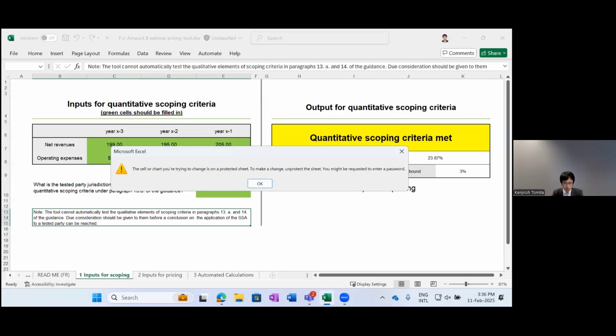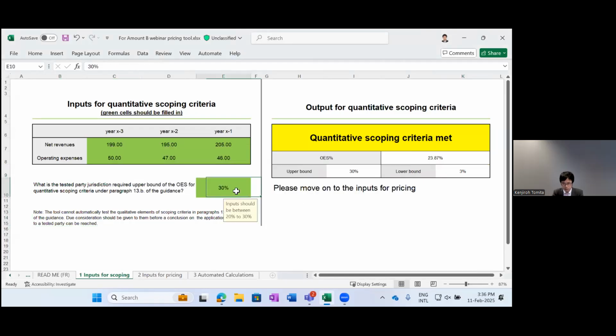multiplied by jurisdiction. You are using this tool and filling that information into this cell. And as you will see, the information from 3 previous years is required, year X minus 3, 2, and 1, because the operating expense intensity should be calculated using the 3-year weighted average.